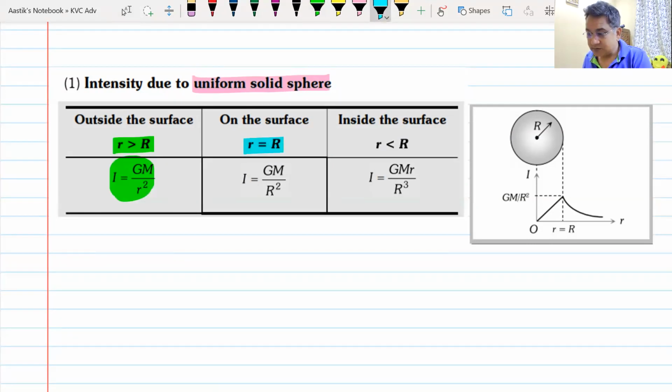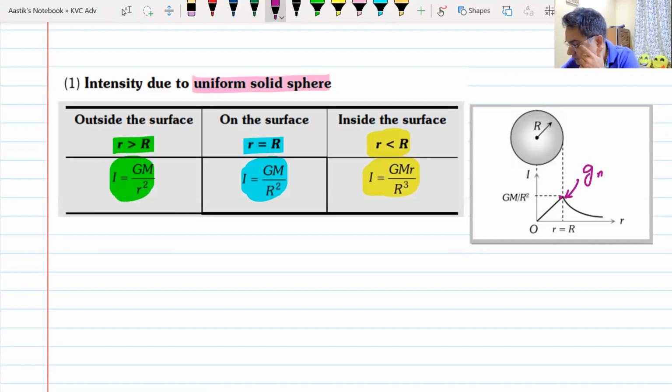On the surface, you put the value of small r as capital R and you get the answer as GM by R square. The most interesting formula is the gravitational field inside the sphere, and the formula is GM into small r divided by R cube, and this is the graph which shows how the gravitational field is varying. Remember, inside the sphere it is directly proportional. Remember, the maximum value of gravitational field is on the surface.